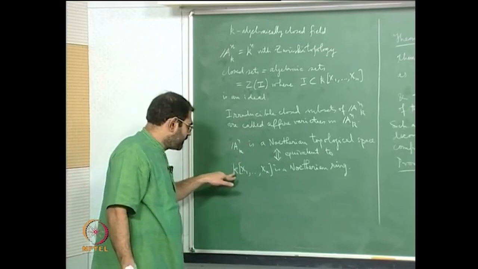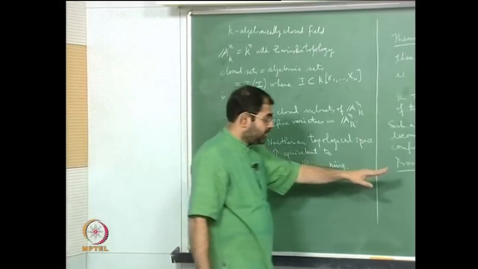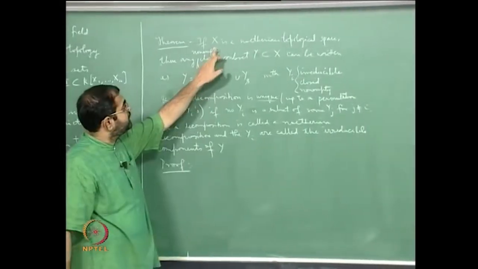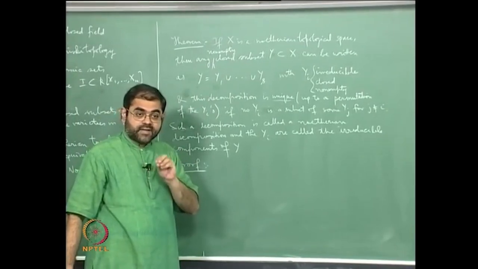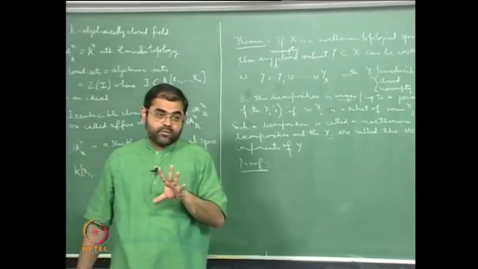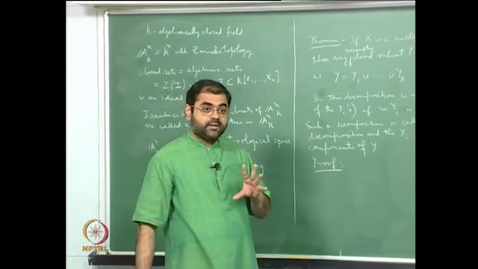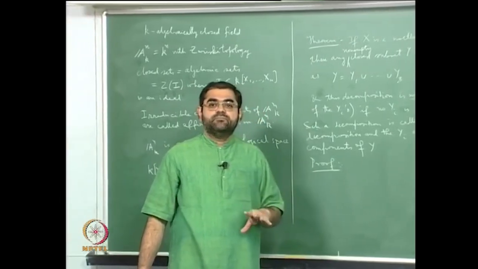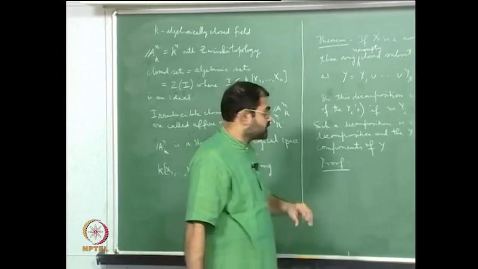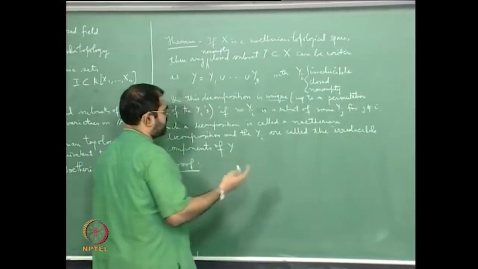So the point is that the Noetherian hypothesis on the topological space that I'm going to use is not ACC on closed subsets, nor DCC on closed subsets, but the other equivalent definition, that any non-empty family of closed subsets has a minimal element. So that's what I'm going to use. Let's see how to use it. It's a very simple argument.